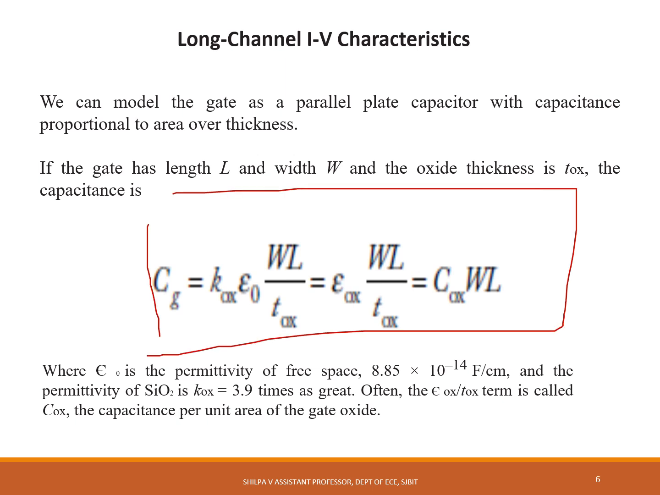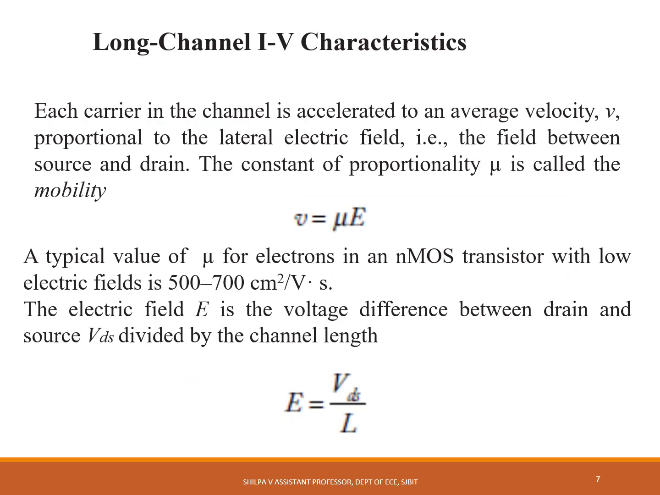Now we can model the gate as a parallel plate capacitor with capacitance proportional to the area over thickness. Thickness is Tox. So Cg can be written as Kox epsilon naught W L by Tox, which can also be written as Cox into W into L, where epsilon naught is the permittivity of free space, that is 8.85 into 10 power minus 14, and Kox is 3.9 times as great. Epsilon ox by Tox we also term as Cox, that is the capacitance per unit area of the gate oxide.